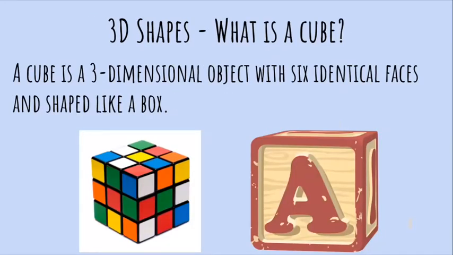Our next 3D shape is a cube. A cube is a three-dimensional object with 6 identical faces and shaped like a box. 2 examples of a cube would be a Rubik's Cube, if you've ever played with one of those, or maybe you've seen ABC blocks. Blocks are examples of cubes. Can you think of anything else for a cube?